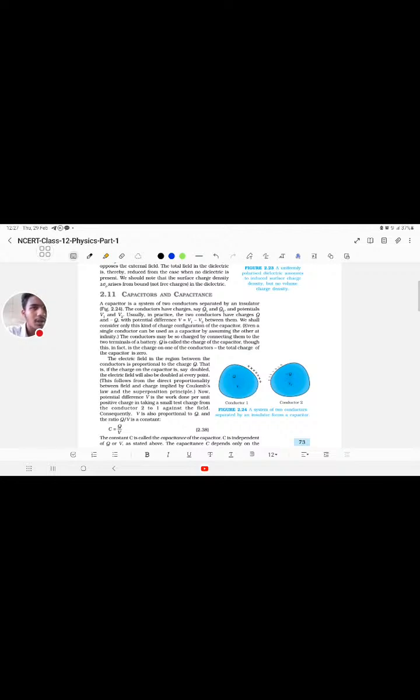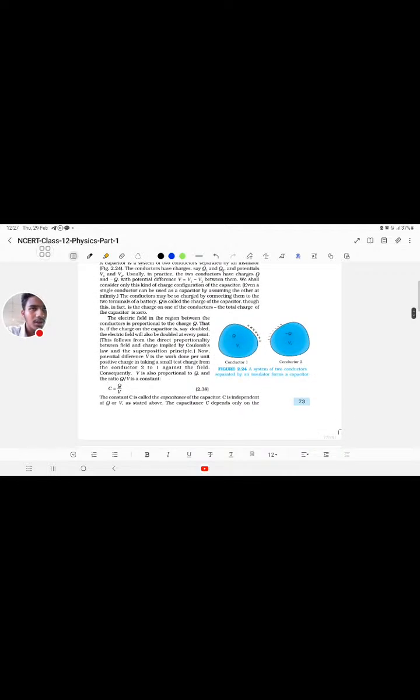Even a single conductor can be used as a capacitor by assuming the other at infinity. The conductors may be so charged by connecting them to the two terminals of a battery. Q is called the charge of the capacitor, though this is in fact the charge on one of the conductors. The total charge of the capacitor is going to be 0.